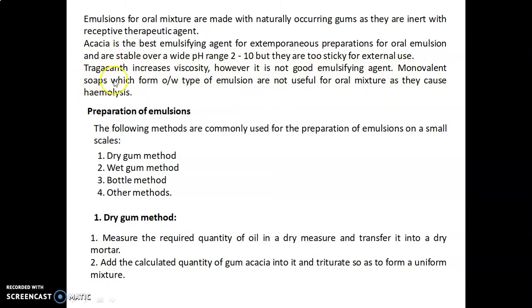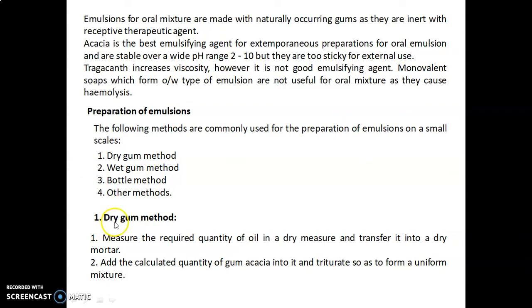The monovalent soaps form O/W, that is oil in water type of emulsion, in which oil is the internal phase while water acts as the external phase. This O/W type of emulsion is not useful for oral mixtures as it causes hemolysis. Preparation of emulsions. The following methods are commonly used for the preparation of emulsions on a small scale: dry gum method, wet gum method, bottle method, and other methods.